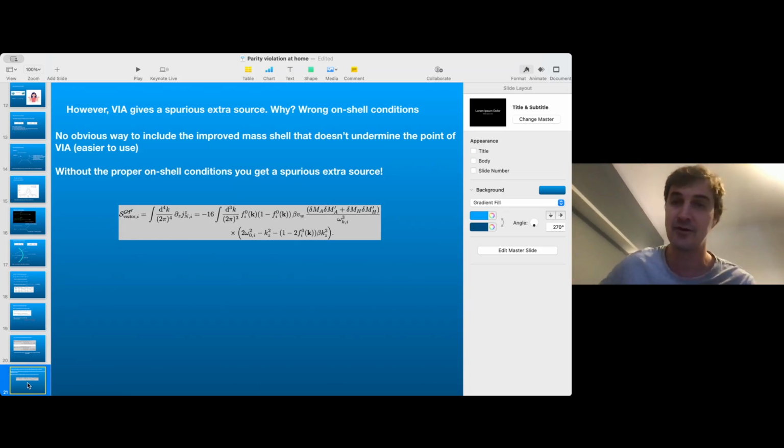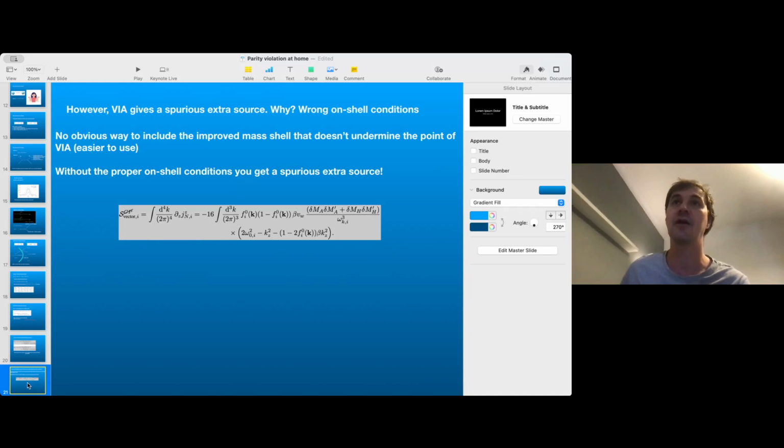However, even though we did find that all three methods gave this correct source, Wigner insertion also gives us a bunch of extra stuff, which is spurious. So you end up with this extra source, which is a vector source, and ultimately this vector source comes from having the wrong on-shell conditions, and there's no obvious way to improve it. The only reason you know it's wrong in the first place is because you're deriving it with other methods.